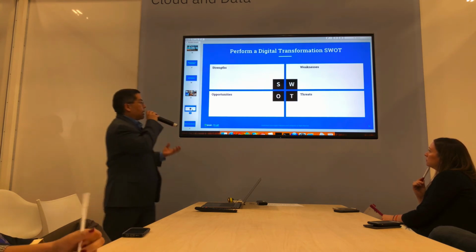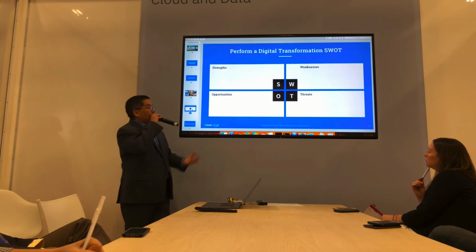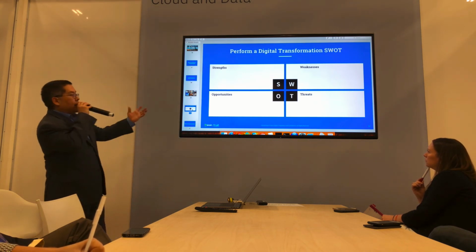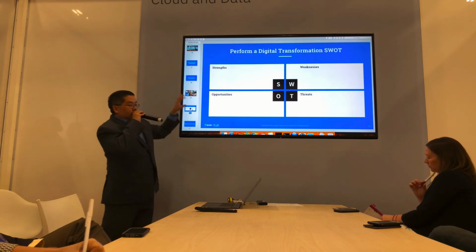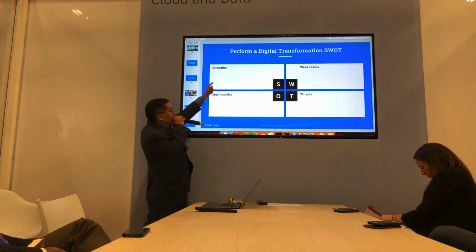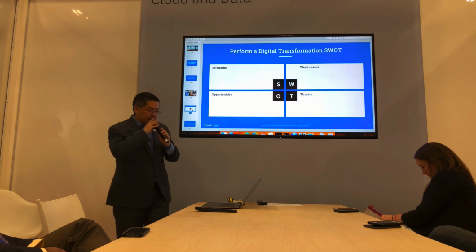So when you're talking about cloud, are you talking about cloud storage? Are you talking about cloud virtualization? Are you talking about cloud integration? As you go through every single one of these, map out where you're internally strong or weak, and then externally what's happening.